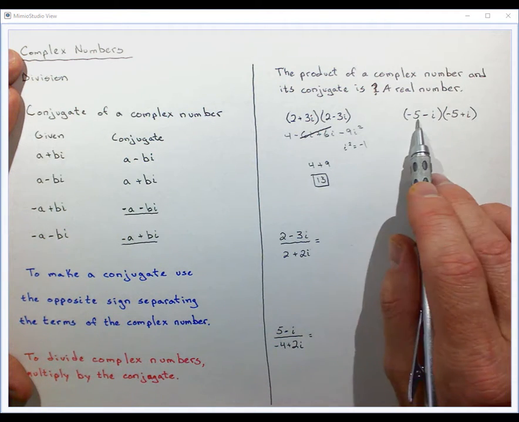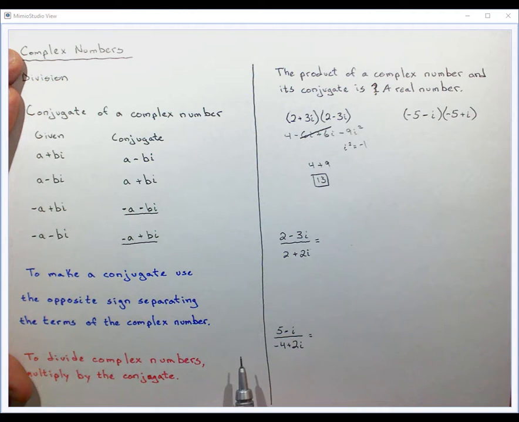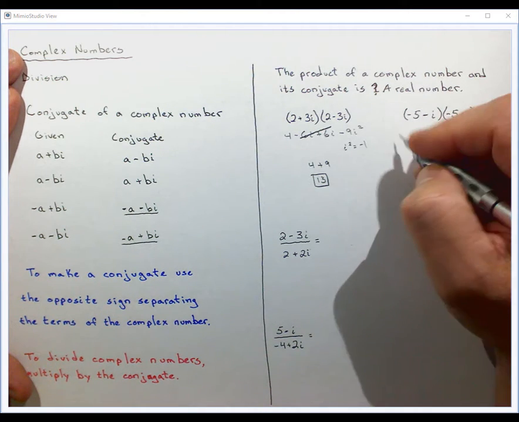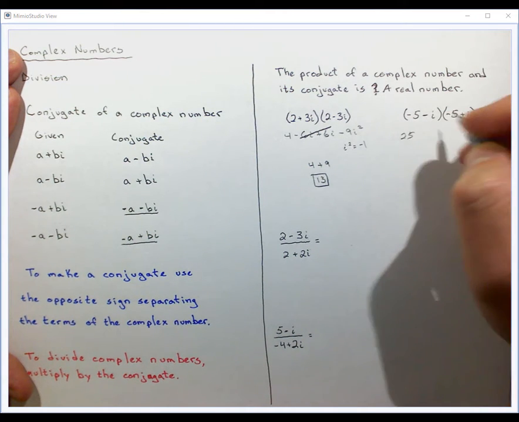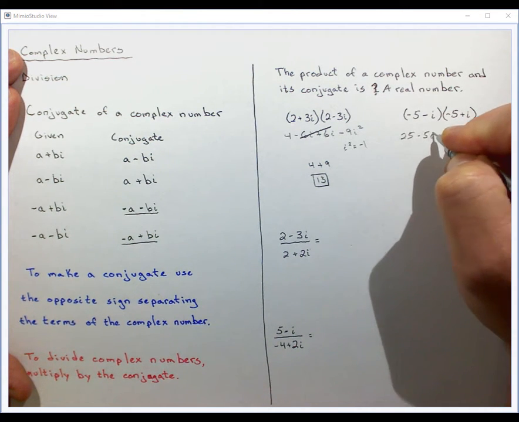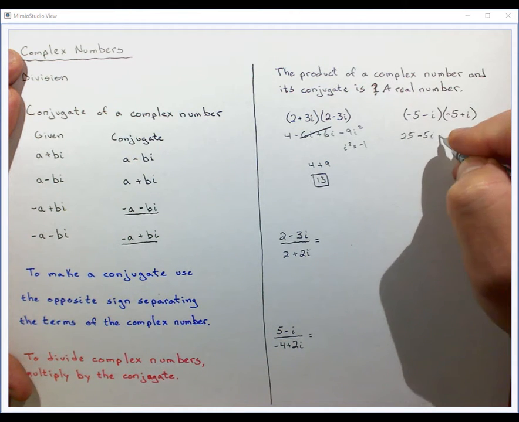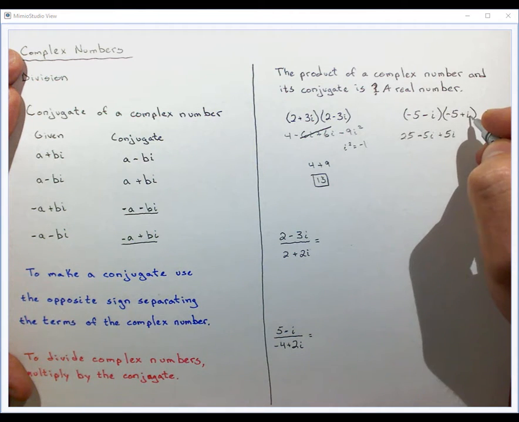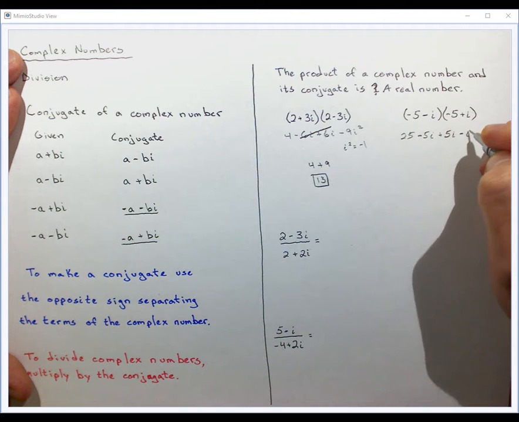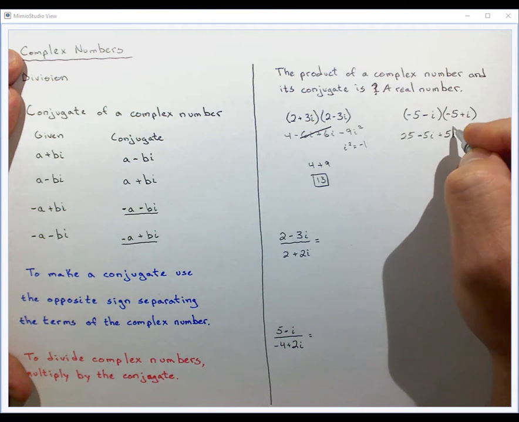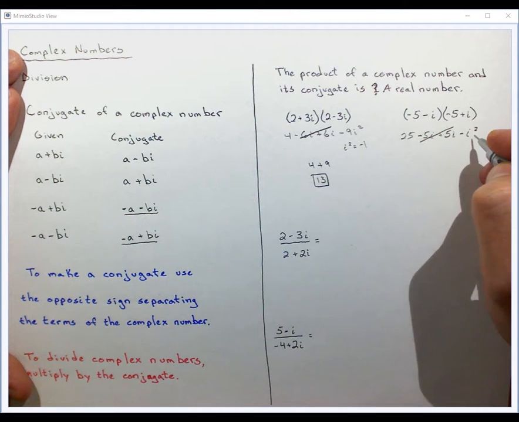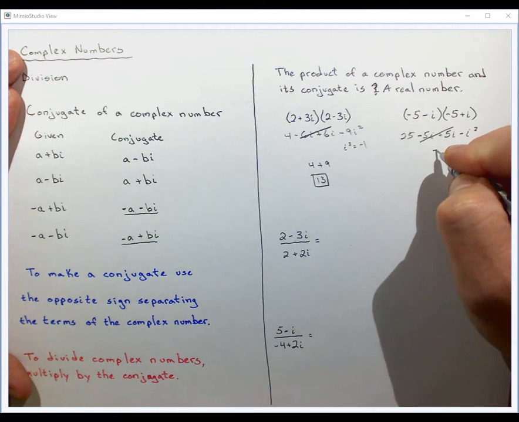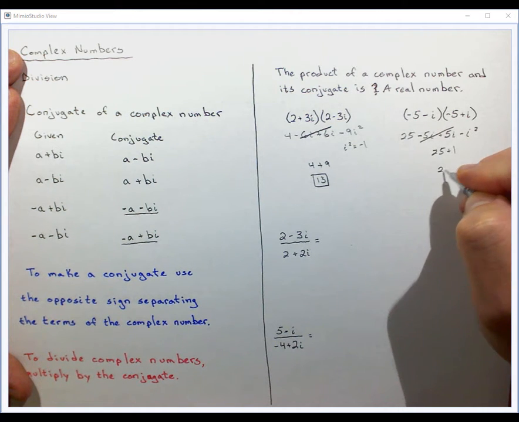So pause the video and work this one. Alright, a negative 5 times a negative 5 is 25. A negative 5 times i is a negative 5i. A negative i times a negative 5 is a positive 5i. And a negative i times a positive i is a negative i squared. The middle terms cancel each other out. I'm left with 25 minus i squared. i squared is a negative 1. A negative times a negative 1 is a positive 1. So I'm left with 25 plus 1, which is 26.